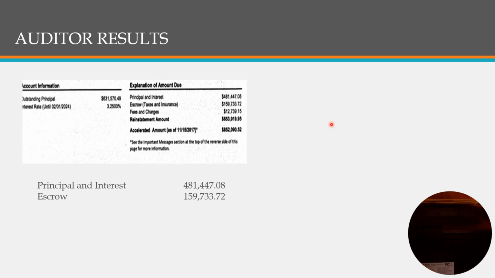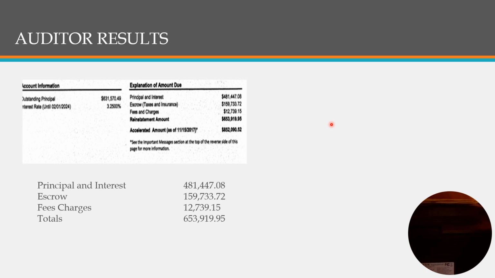Escrow, which is usually taxes and insurance, isn't that part of your budget? Escrow and insurance are $159,733.72. I was provided this. This is not me making my own assumption. This is what I've been provided in a statement by the consumer. It was provided in a statement by a bank, the same bank we just saw. I got principal, interest, escrow, which is taxes, insurance, fees charged. That's a lot of fees. Fees charged, $12,739. Total it. I got a budget.